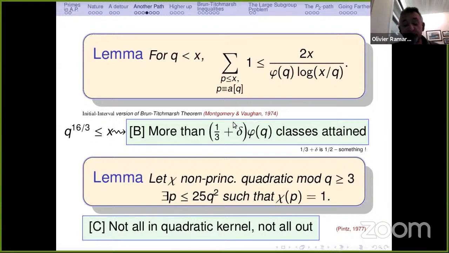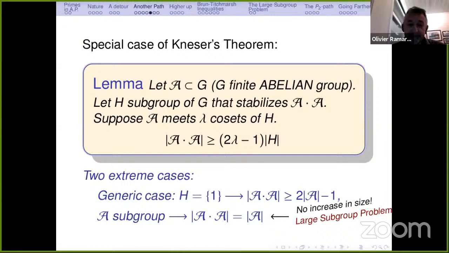You can find a prime less than even P, even less than P. Explicitly, that's what we've proved with Aled, because we wanted a very, very simplistic method. So you can find a prime less than 25Q squared. That's easy. Okay. And the final ingredient is additive combinatorics.